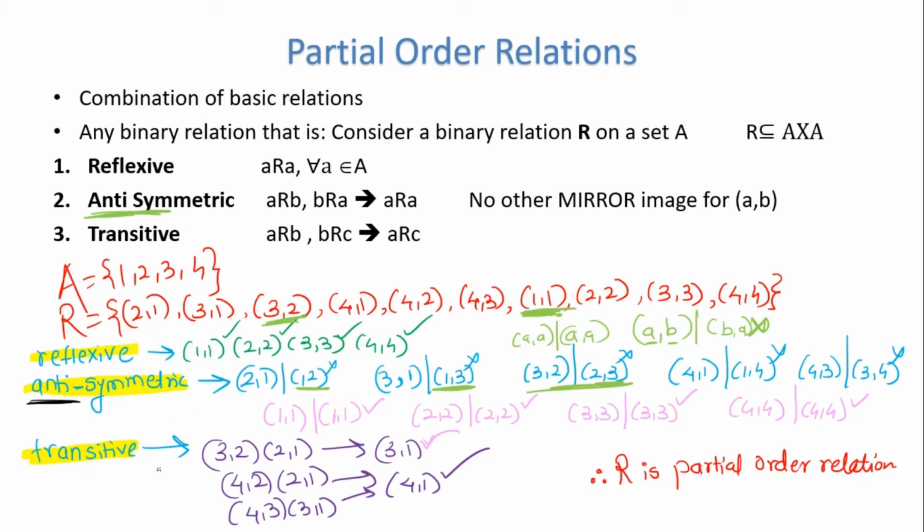Now to check the transitive property, I should have the transitive element for the A comma B and B comma C pair in the relation itself. For example 3 comma 2 and 2 comma 1. Here the transitive element will be 3 comma 1, that is present in my relation. I checked for each and every possibility and I found that their transitive element is present in my relation. So this relation is a partial order relation.